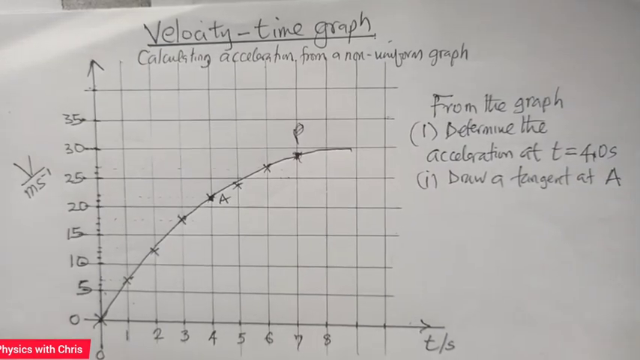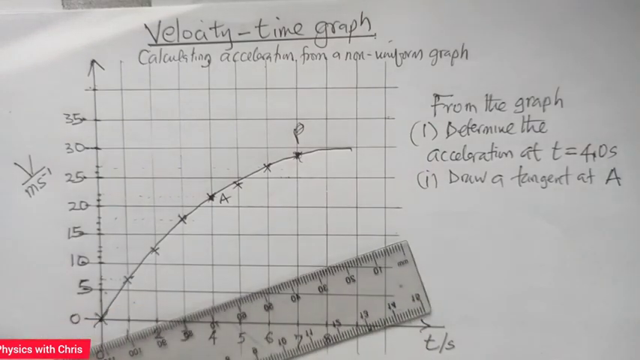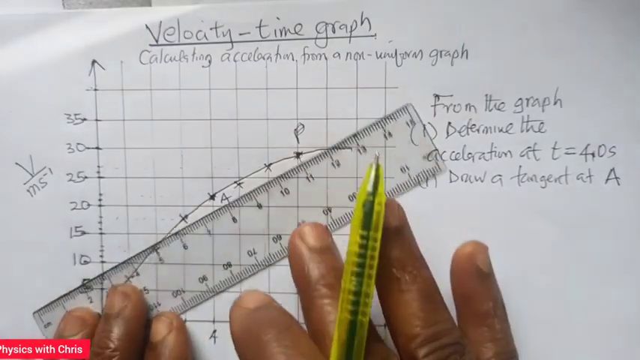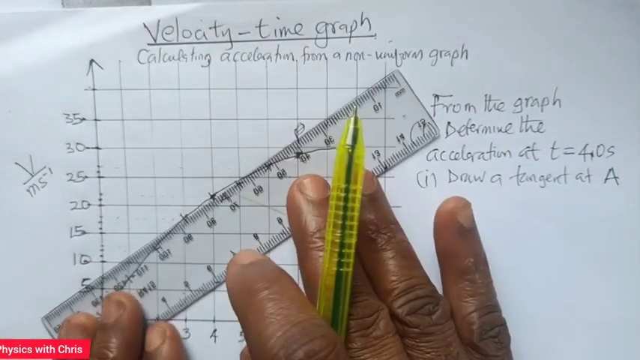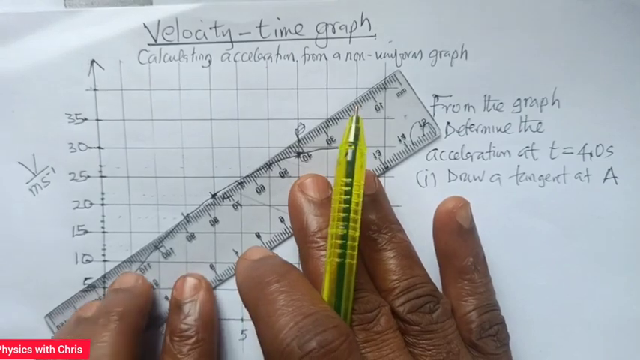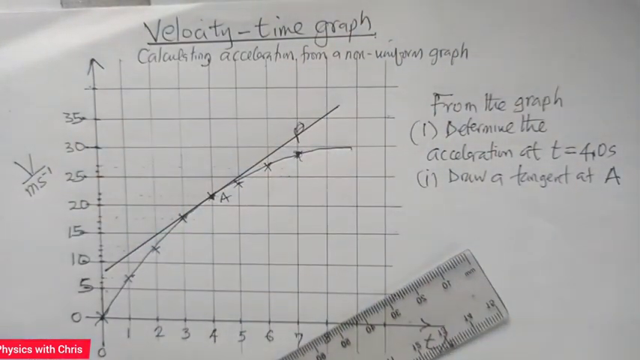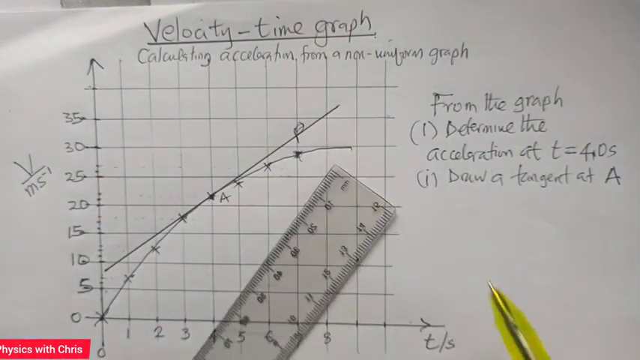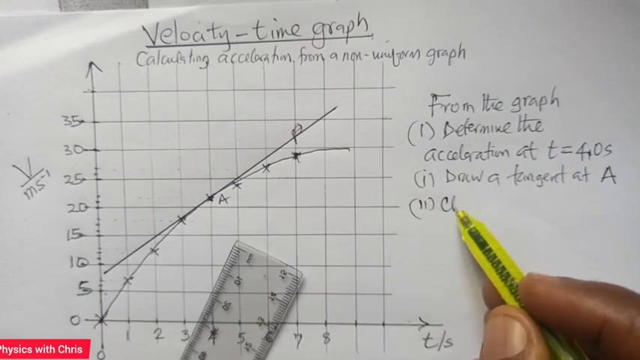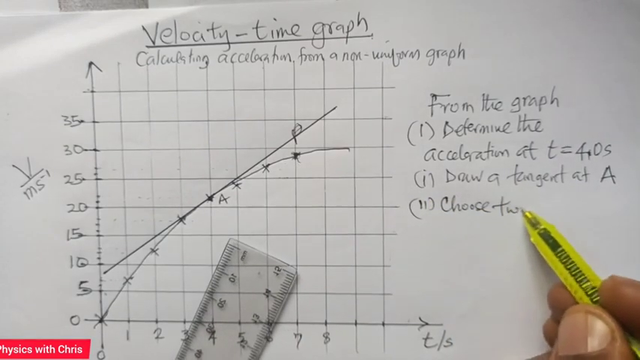What's a tangent? It's a straight line that touches a point on a curved line. That is a tangent, a straight line. So I'll place a tangent at A carefully with my ruler, not freehand. You can extend the tangent the way you want it. That's my tangent at A. That is step one.